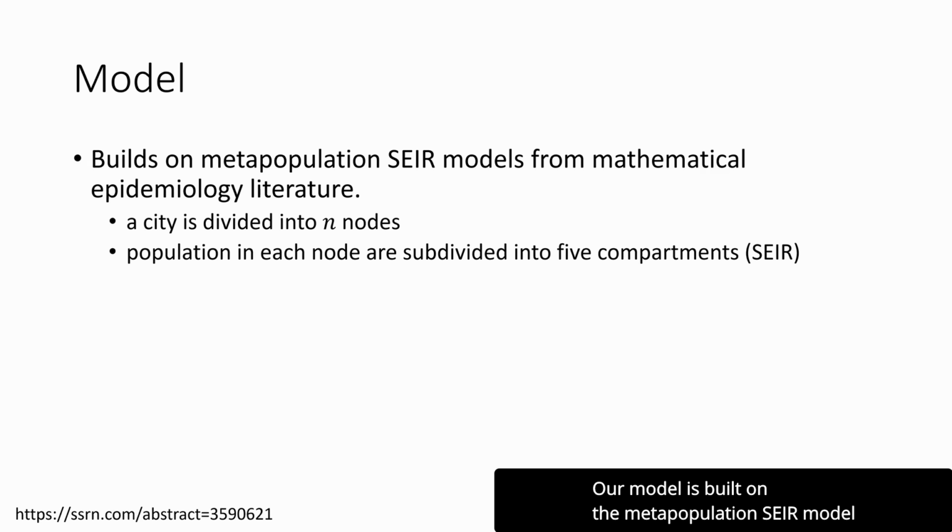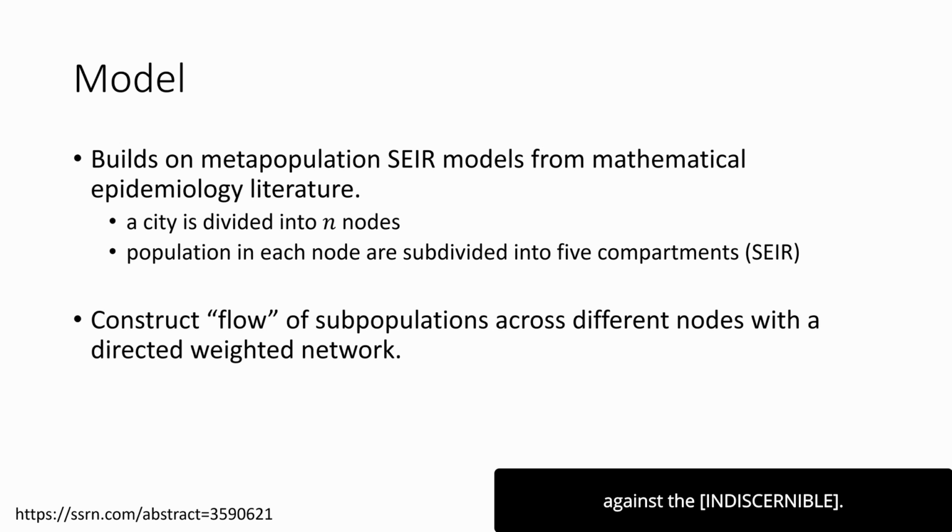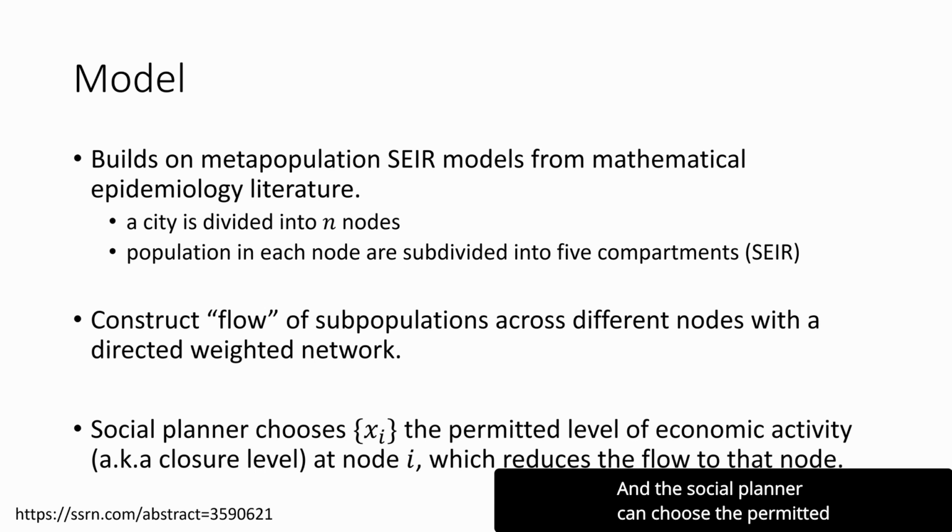Our model is built on the meta-population SEIR model from the mathematical epidemiology literature, where a city is divided into n nodes, and the population in every node is subdivided into 5 compartments corresponding to the state of the disease. Then we construct a network for those nodes, which characterizes the movement of the population across different nodes. The social planner can choose the permitted level of economic activity, in other words, the closure level at each node, which will reduce the flow to that node and further reduce the infection in that node.